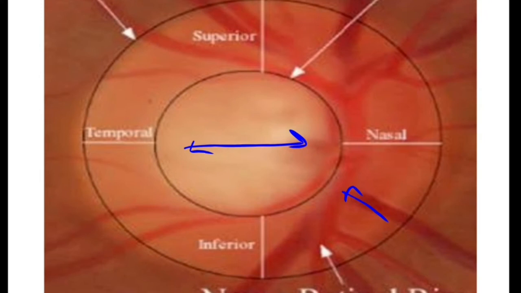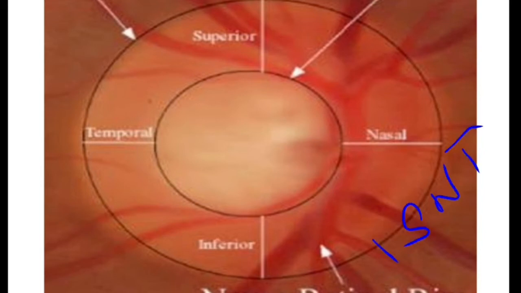And the second point in the neuroretinal rim examination is the width of the neuroretinal rim in various quadrants. It usually follows the ISNT rule, that is, the inferior rim is the thickest, followed by superior, followed by nasal, and then the temporal. The temporal is always thinnest.